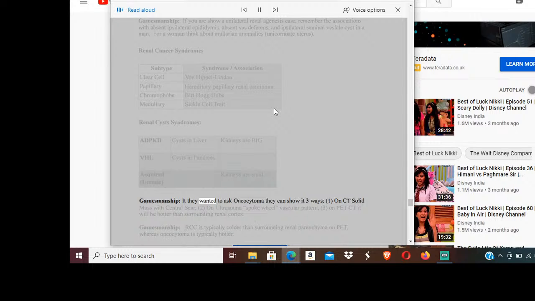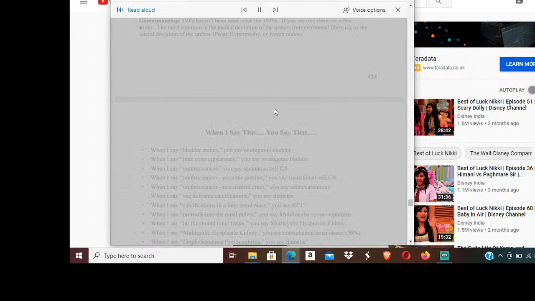Gamesmanship: if they wanted to ask oncocytoma, they can show it 3 ways. One, on CT, solid mass with central scar. Two, on ultrasound, spoke wheel vascular pattern. Three, on PET CT, it will be hotter than surrounding renal cortex. Gamesmanship: RCC is typically colder than surrounding renal parenchyma on PET, whereas oncocytoma is typically hotter. Gamesmanship: IVPs haven't been used since the 1970s.